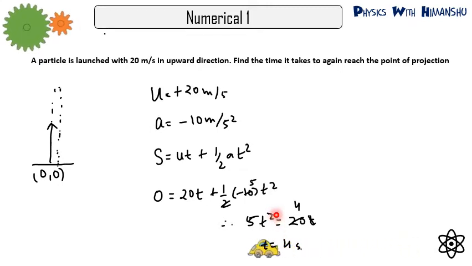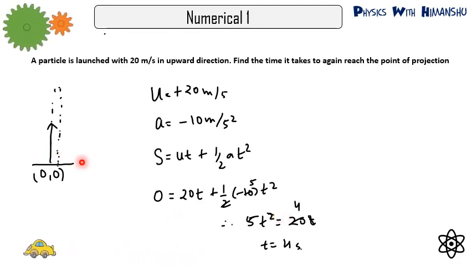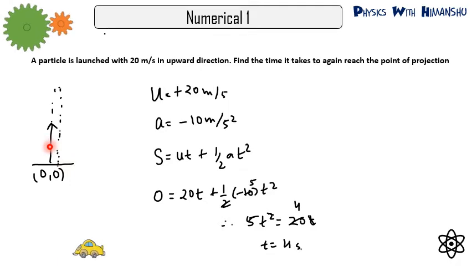See how elegantly we have used the sign convention to solve this question in just 3 steps. Else, what you would have to do is find out the time taken in the first step, then the time taken in the second step, then add both the times. So if we use the sign convention well, then we can shorten the number of steps.